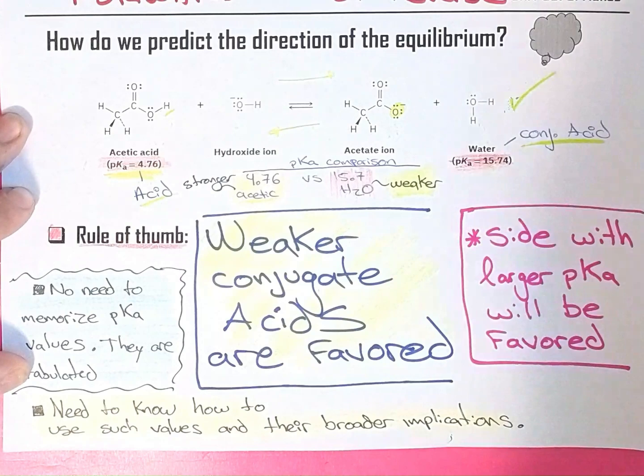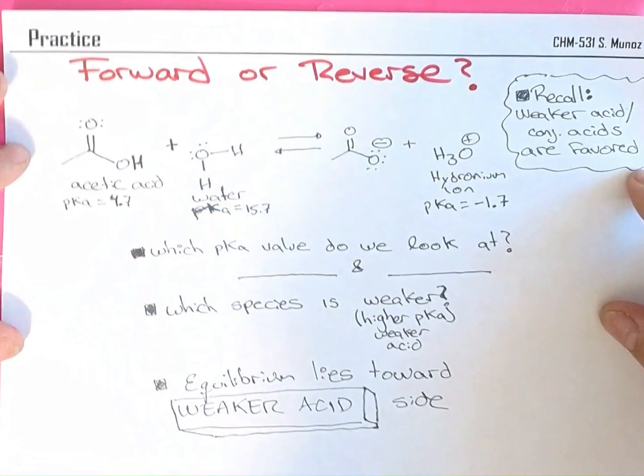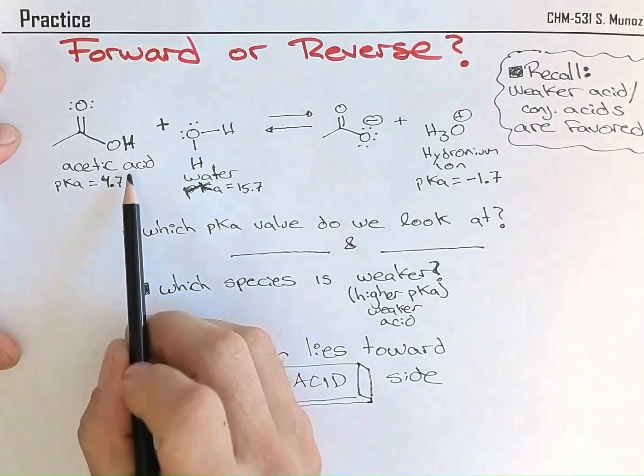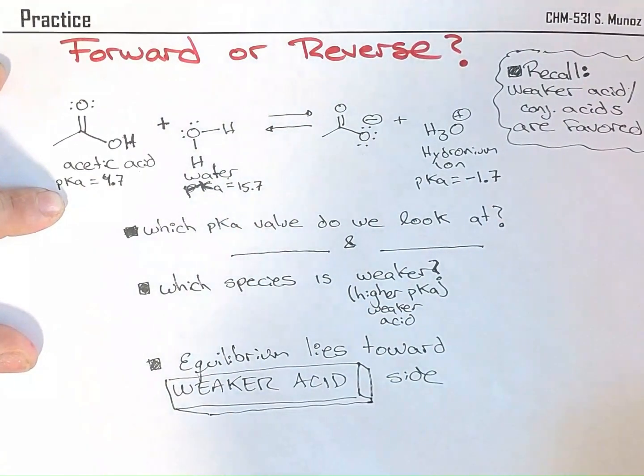I think it will be easier if we look at more examples. In this case, acetic acid plus hydroxide gives water plus acetate. We know the reaction goes to the right. But how about this other reaction? Now we have acetic acid and water giving acetate and hydronium ion.